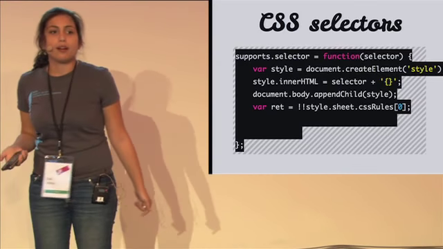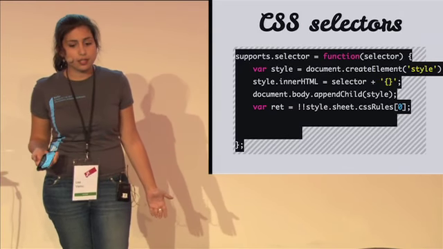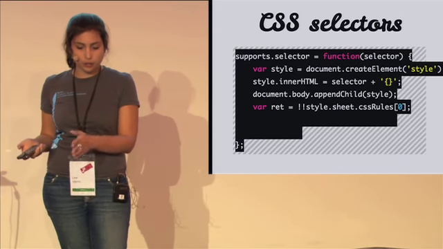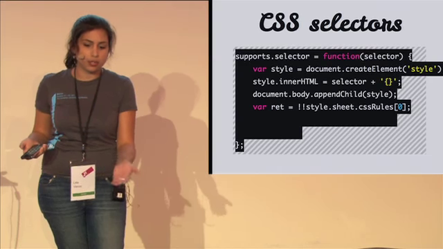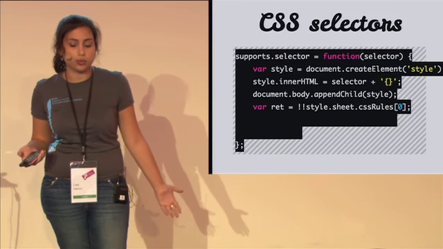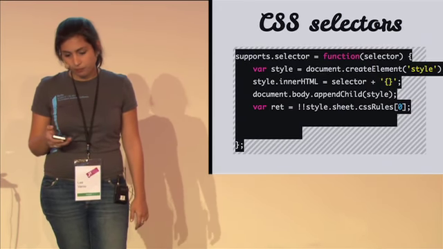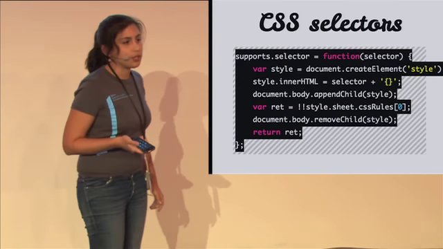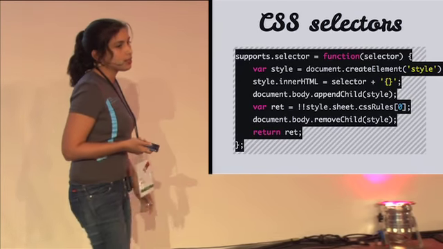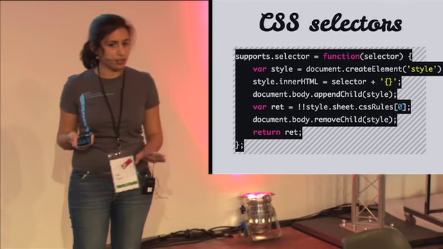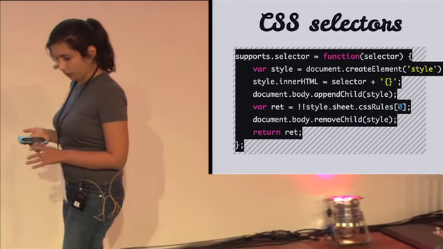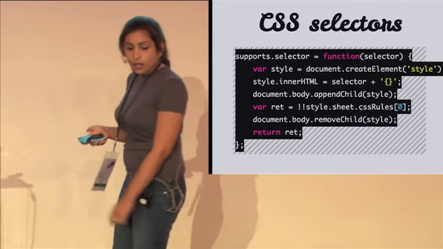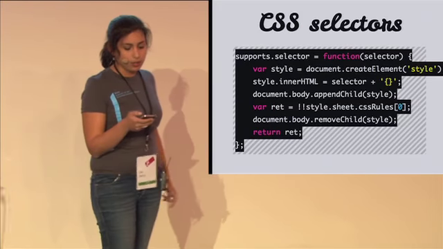So then we check, was a rule created? In this case, I actually check if there's a first CSS rule. You could just check the length of CSS rules. It's the same thing. And we clean up after ourselves by removing the element, because we don't want to leave it in the document and mess up the end user's code. And we return the result, whether it was there or not.